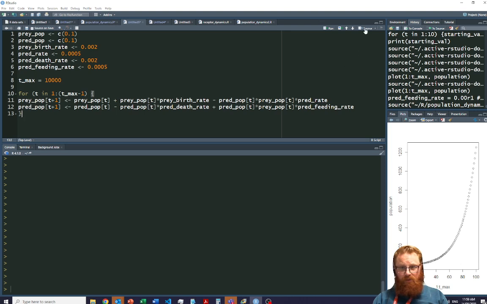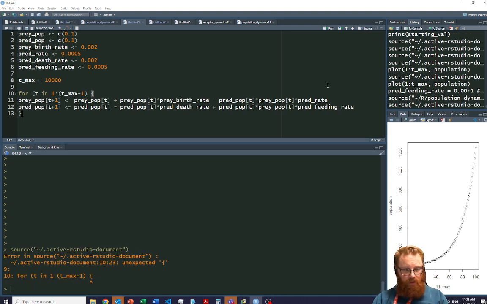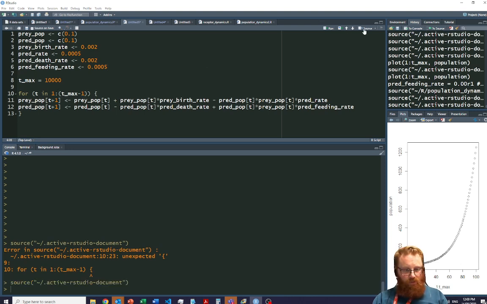There's a good chance it won't. We'll see. We'll run the source. Aha, I made a mistake. Oh, too many brackets. There we go, right? For every time you open a bracket, you need to close one. So we're opening it for the for loop, and then I had another bracket for the T max minus 1, and we go source, and that ran fine.